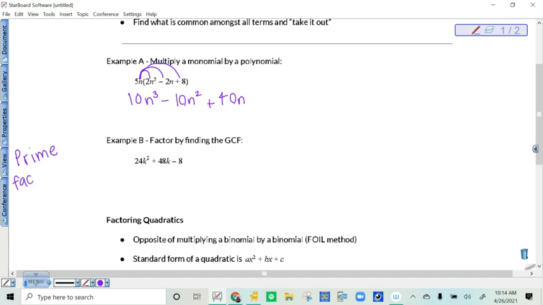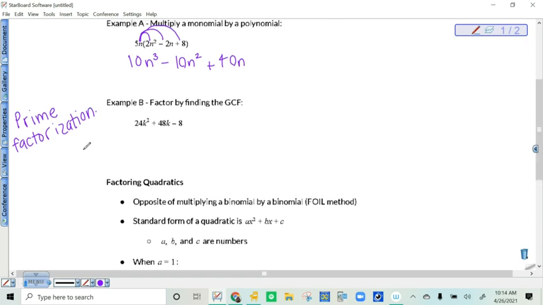Prime factorization. So we need to break down these numbers into smaller pieces so we can see what's common amongst them. So 24, what two numbers multiplied together give me 24? 2 times 12. And what about 2? Can I break down 2 any further? No. Can I break down 12 any further? 6 times 2. I can't break down 2. Can I break down 6? 3 times 2.